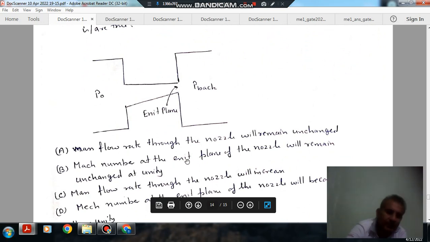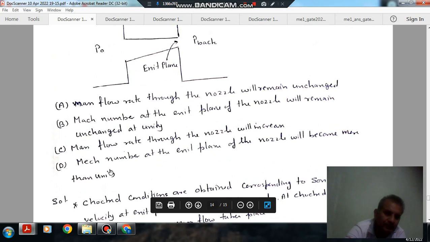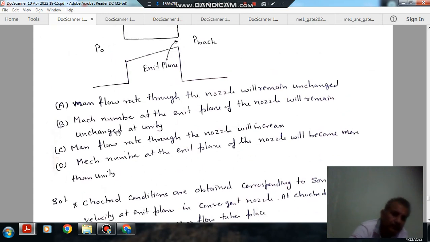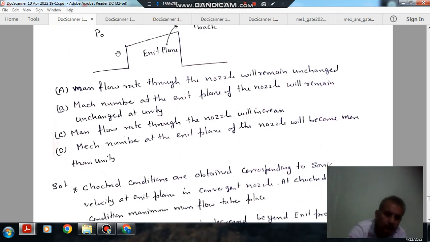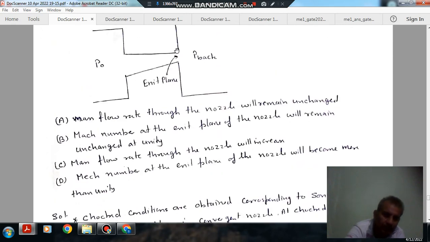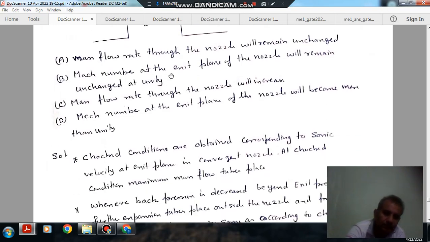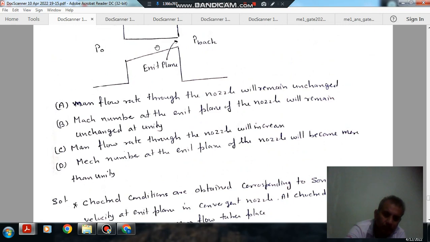Option B, Mach number at the exit plane of the nozzle will remain unchanged at unity. Option C, mass flow rate through the nozzle will increase. Option D, Mach number at the exit plane of the nozzle will become more than unity. So when choked conditions are obtained, sonic velocity is obtained at the exit plane in a convergent nozzle. And at the choke condition, the maximum mass flow rate also takes place through the nozzle.